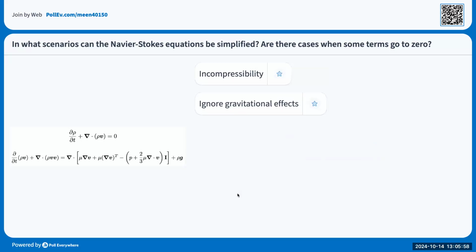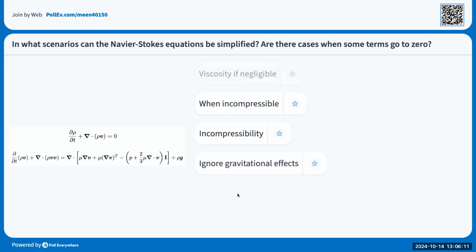Incompressibility. So this is one that we're going to focus on. This is a really common one. Some other people also said incompressible. So incompressibility, what does that mean? What does incompressible mean? How will these equations change? Viscosity is negligible. So what happens if the viscosity is negligible? That's this mu here. If the viscosity is 0, how will the equations change?